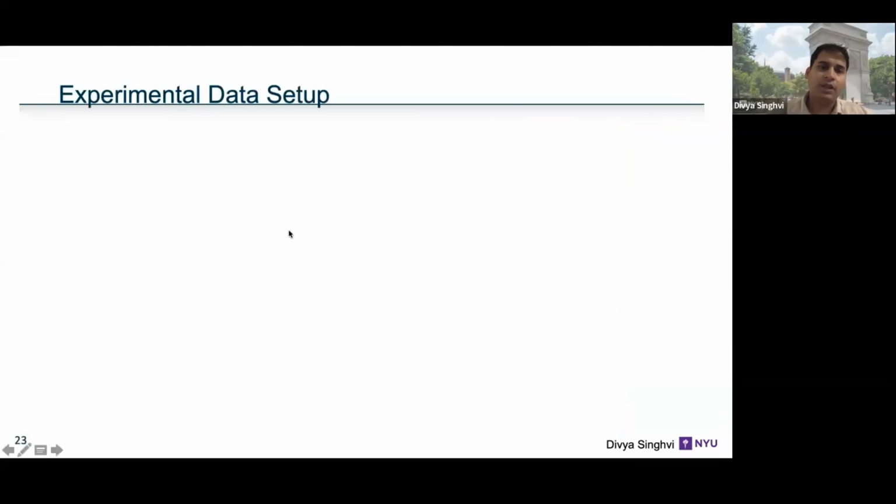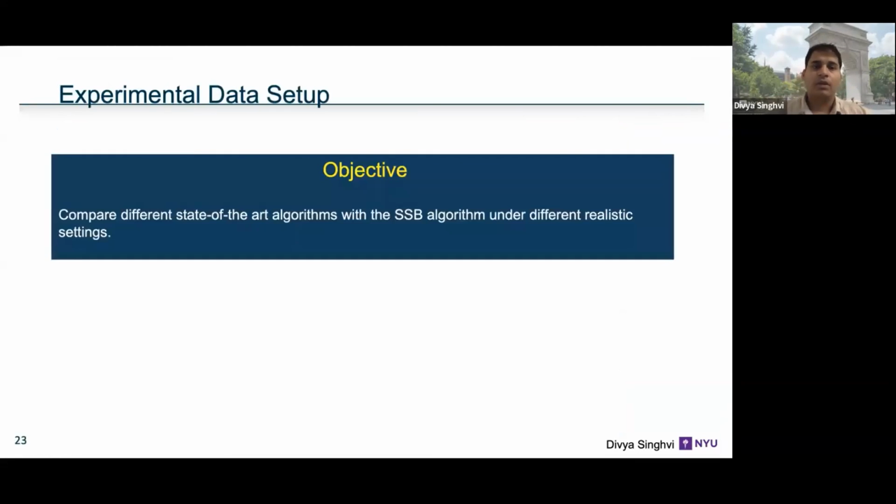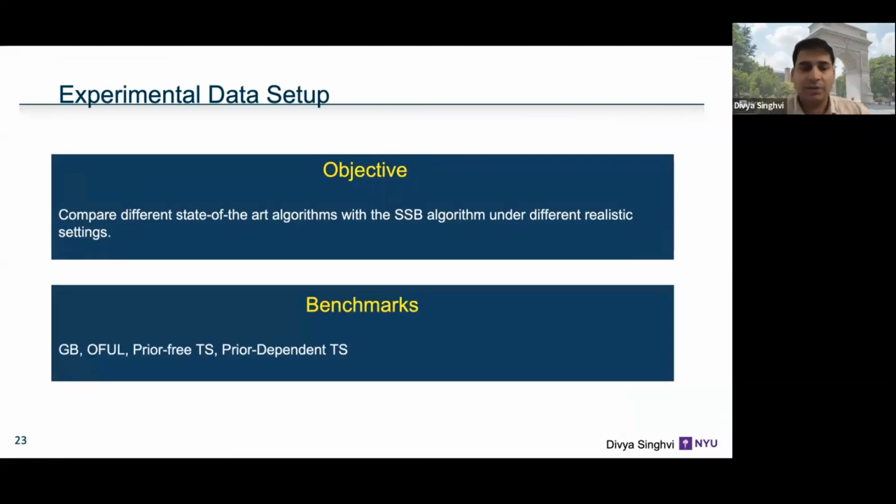The objective of the experimental setup is to compare state-of-the-art algorithms with the SSB algorithm under different realistic settings. These benchmark algorithms include popular algorithms like Greedy Bandit, OFUL, which is a UCB-based algorithm, and then Thompson sampling, two versions of it, in fact, prior-free and prior-dependent, which basically start with a prior and then update this prior and sample from this prior to make recommendations.